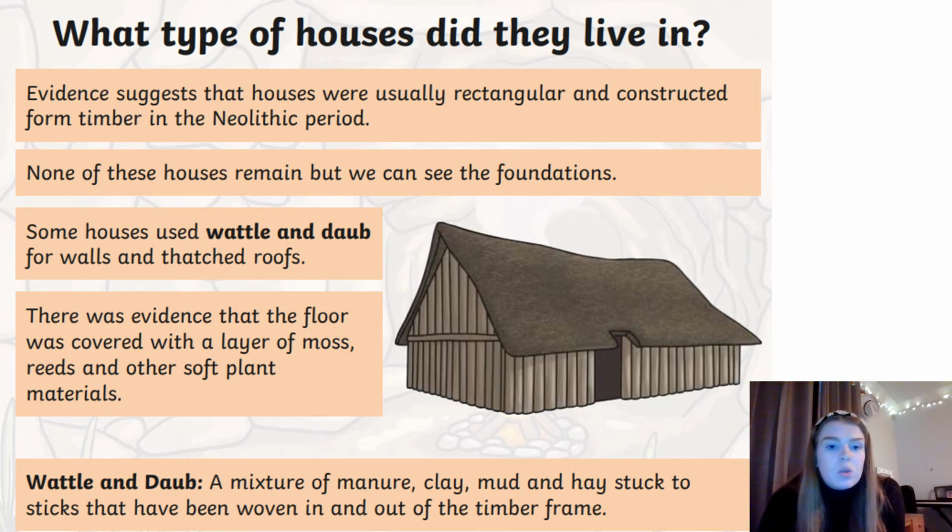Some houses used wattle and daub for walls and thatched roofs. There was evidence that the floor was covered with a large layer of moss, reeds and other soft plant materials. So again, like in the Mesolithic times, they were using plants and soft animal skins to line their floors to keep them warm. Wattle and daub are a mixture of manure, so that's poo, clay, mud and hay that are stuck together with sticks, and they've been woven in and out of the timber frame. Ooh, can you imagine? It might be a bit smelly in that house, mightn't it?